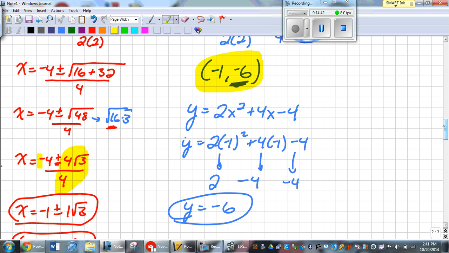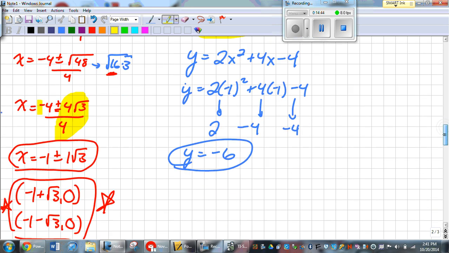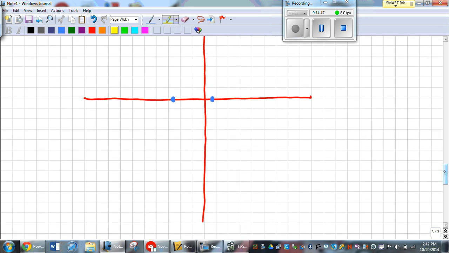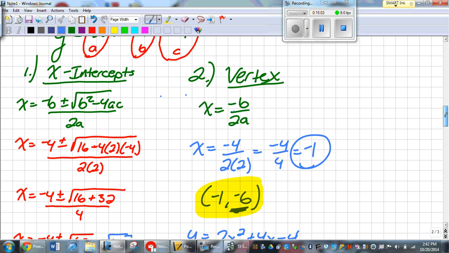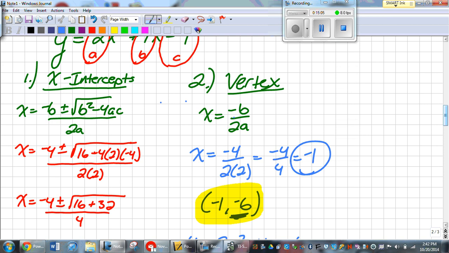Okay, so let's go down to our graph and plot that point. So at negative 1, 1, 2, 3, 4, 5, 6. There's my vertex. Alright, almost done. So, I have my x-intercepts, I have my vertex. Now let's find the y-intercept.